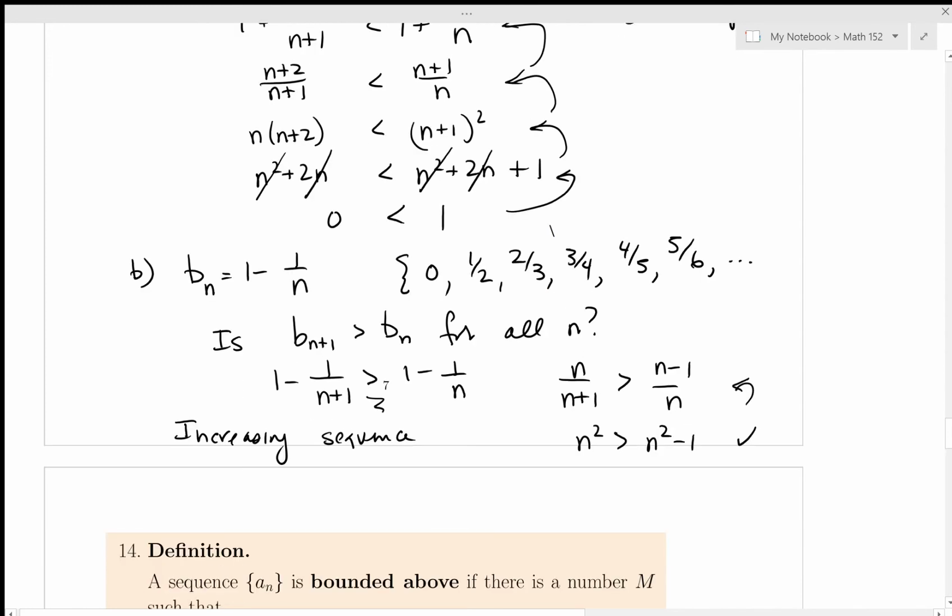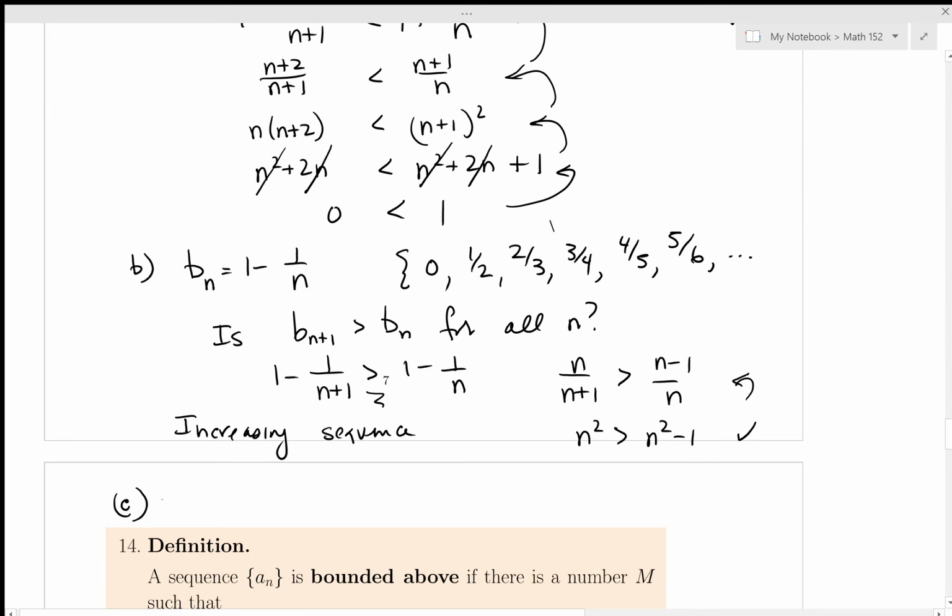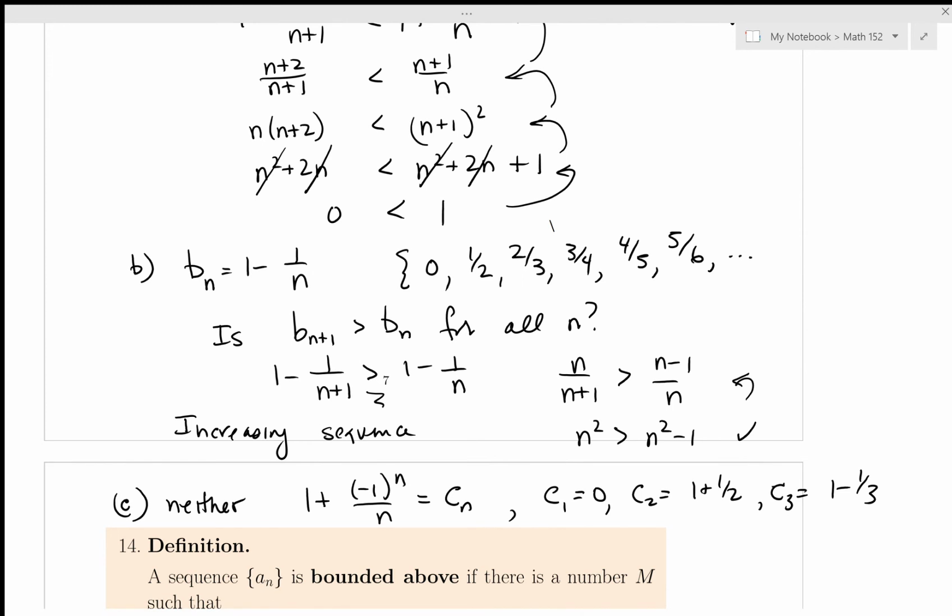Okay, and then part C is neither. Let's just take a look at why. You can see that right away. It's this thing here. That's what Cn is. It's neither, because you can see what happens. You're going to have C1 is equal to 0, C2 is equal to 1 plus a half, and so it's increased, right? Between 1 and 2 it is increased, and then C3 is 1 minus a third. So going from C2 to C3 it's decreased. So you had it increase and then you had it decrease. So it's not going to be monotonically increasing or monotonically decreasing. You're done. It's neither.